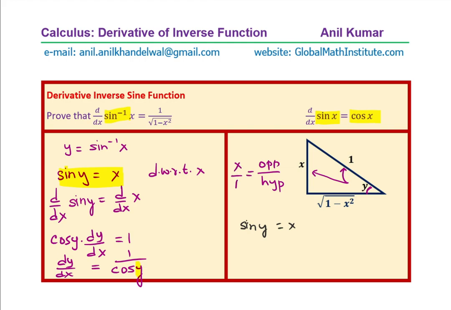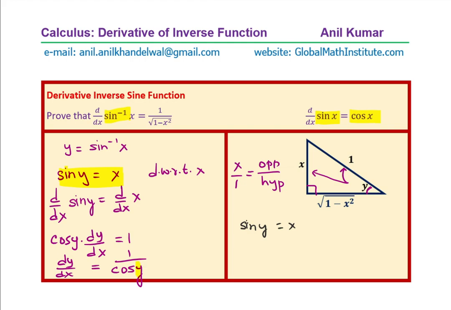Means opposite side is 1, x and hypotenuse is 1, correct? That is what it means. So we have a related triangle. Now in this right angle triangle, clearly, the third side, using the Pythagorean theorem, will be x, where hypotenuse squared minus x squared, square root. So we get square root of 1 minus x squared.